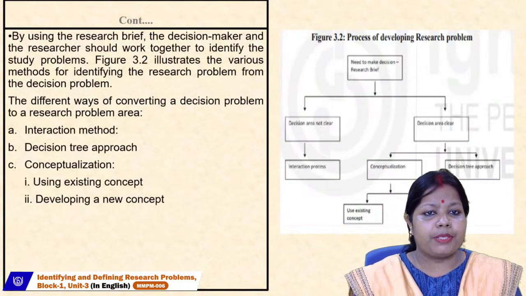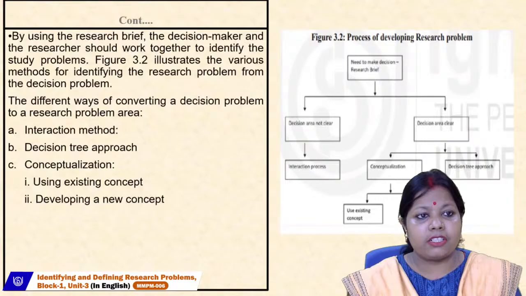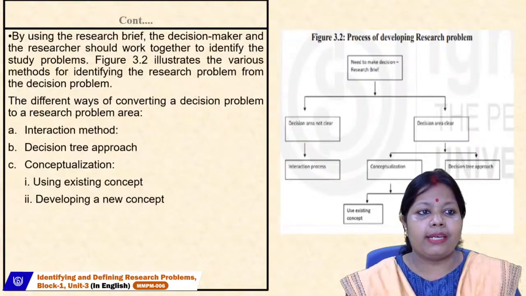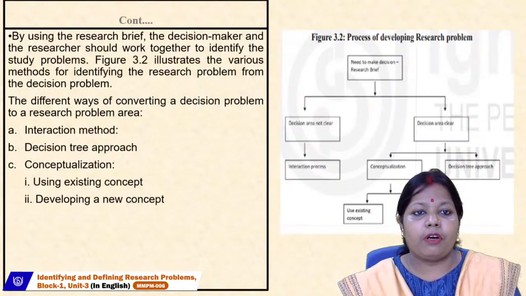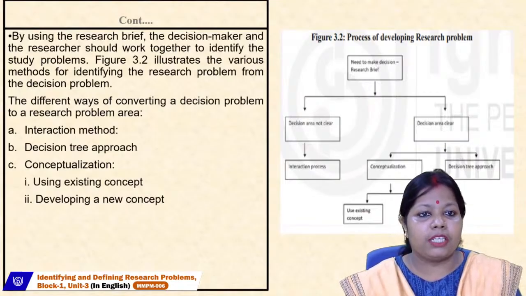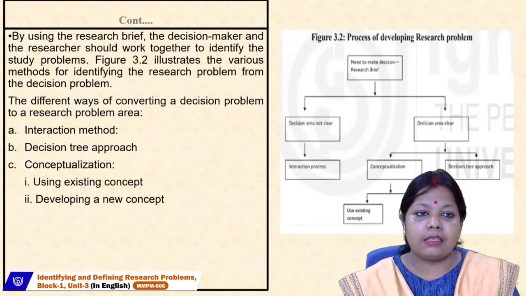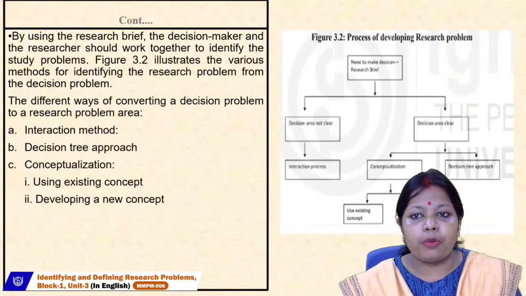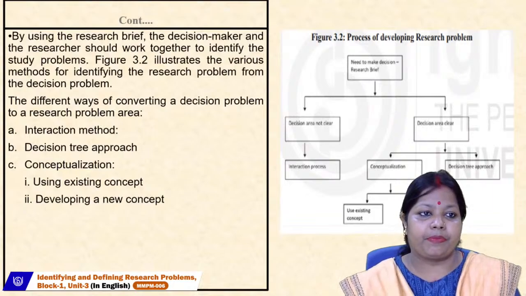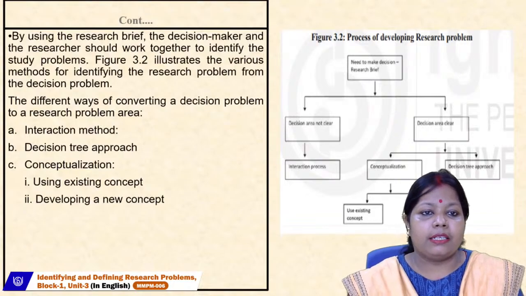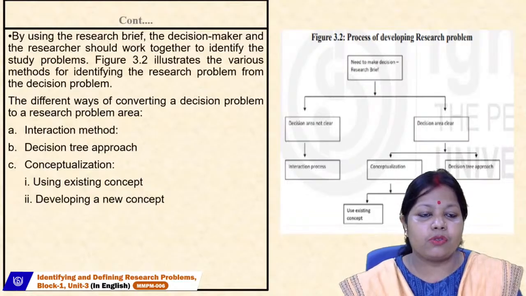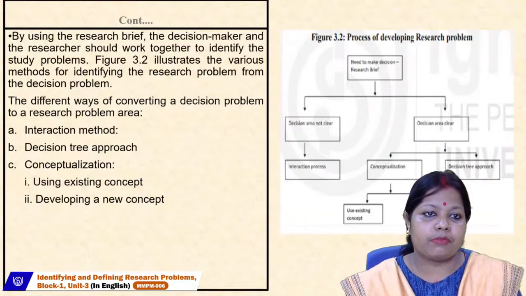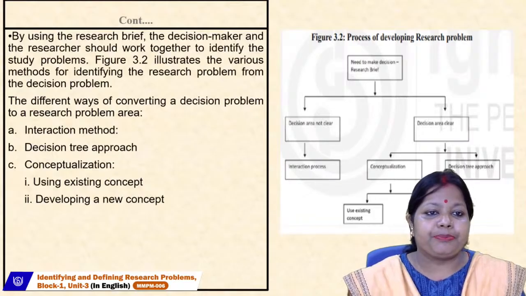So, by using the research brief, the decision maker and the researcher should work together to identify the study problems. It is a case of involvement of both the industry as well as the research problem. The researcher will research what the problem behind that is, why this brand failed. Then the necessity of industry is also there. It is also vital in the promotion of the second launching of the same product.